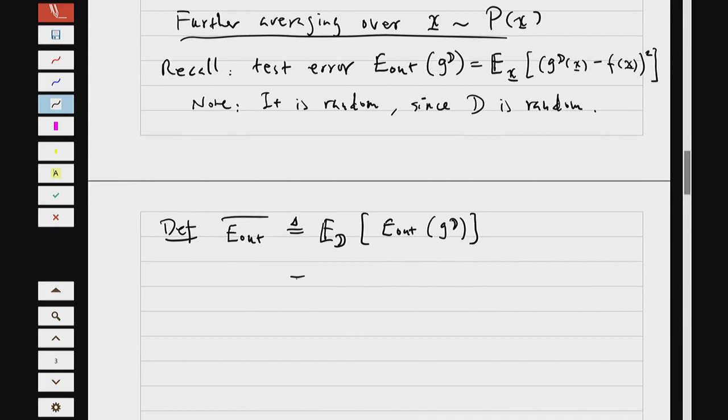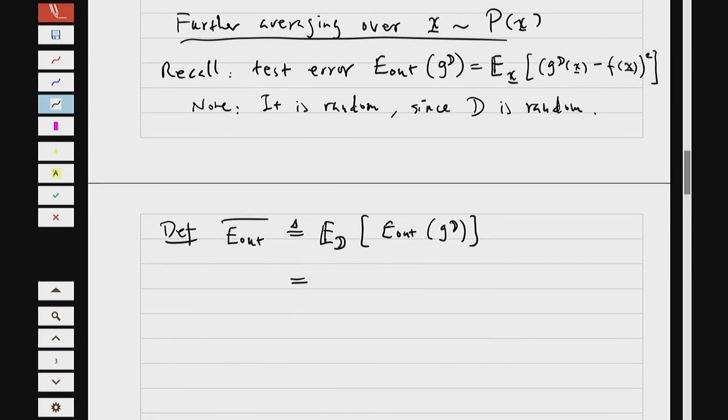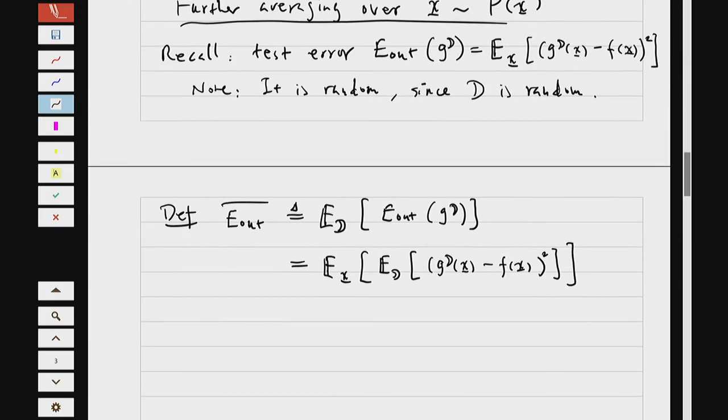So how do we find this? ED of this E out is also E of x, so we have two layers of expectation. But expectation is a linear operator, so we can swap the order of the expectations as long as they converge, which is usually true. So we get ED, EX, and then ED of GD of x minus f of x, squared.